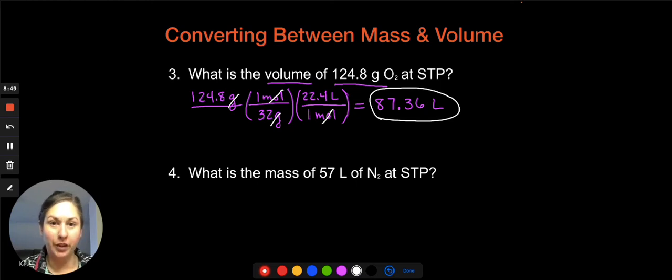Now we want to work the other opposite direction. So in the second example, what is the mass if we start off with 57 liters of N2? So now we're going to start off with 57 liters. It does not matter that it's N2. We're just going to assume it's ideal gas at standard temperature and pressure. So we're going to go 22.4 liters for every 1 mole.